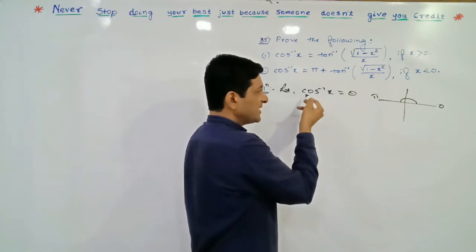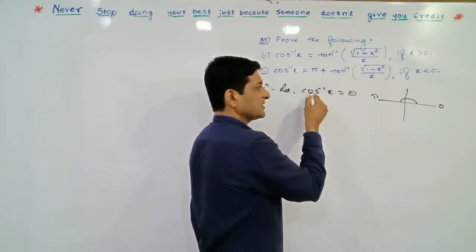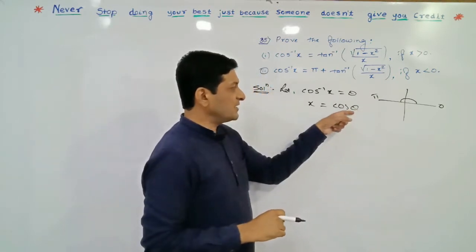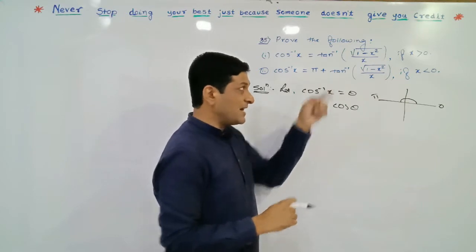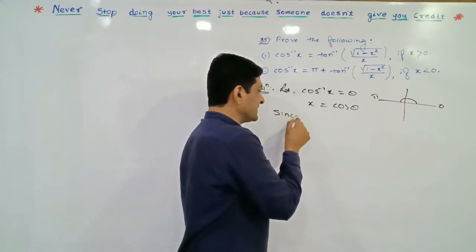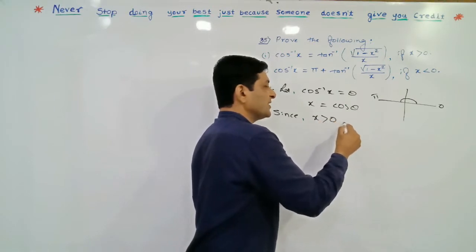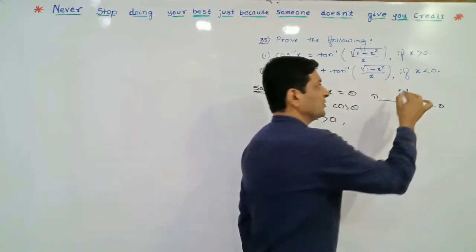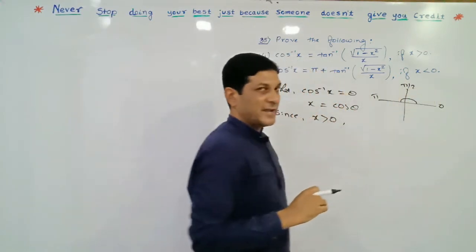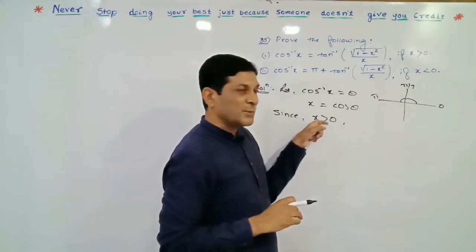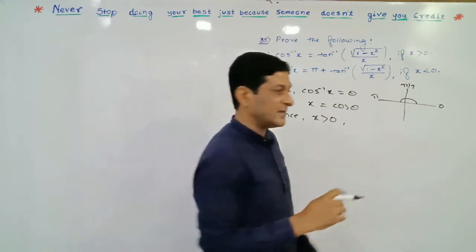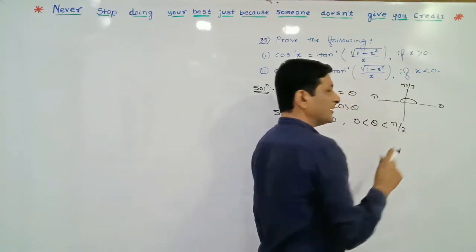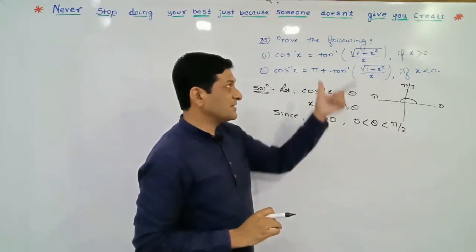Before that, let us simplify it. If we take cos on both sides, on this side cos inverse and cos get cancelled, and on this side we get cos theta. Now cos theta is equal to x, and since x is greater than 0, what can we conclude about the value of theta? Either it is between 0 to pi by 2 or pi by 2 to pi. Since cos theta is x and x is positive, cos theta is also positive, so theta definitely lies in the first quadrant, between 0 to pi by 2. Is it clear?